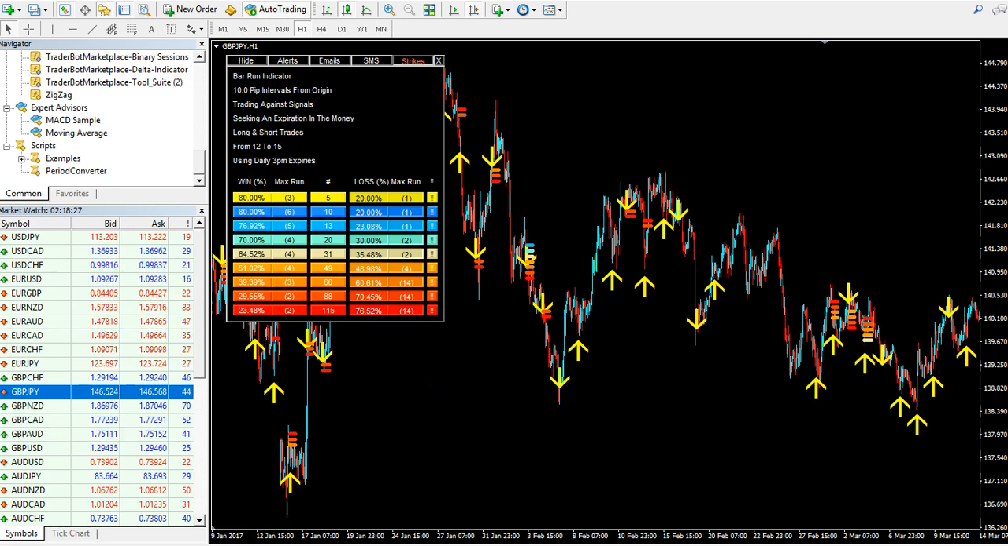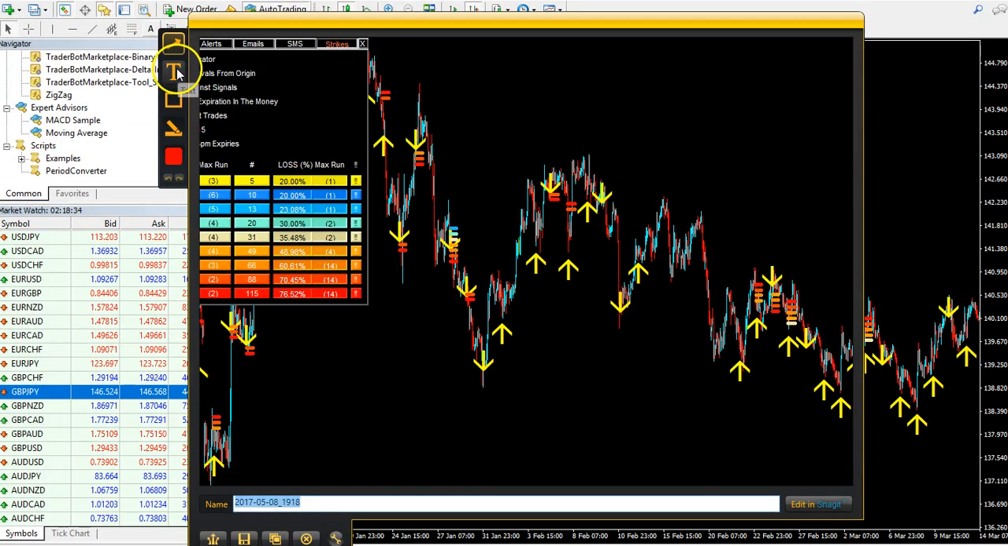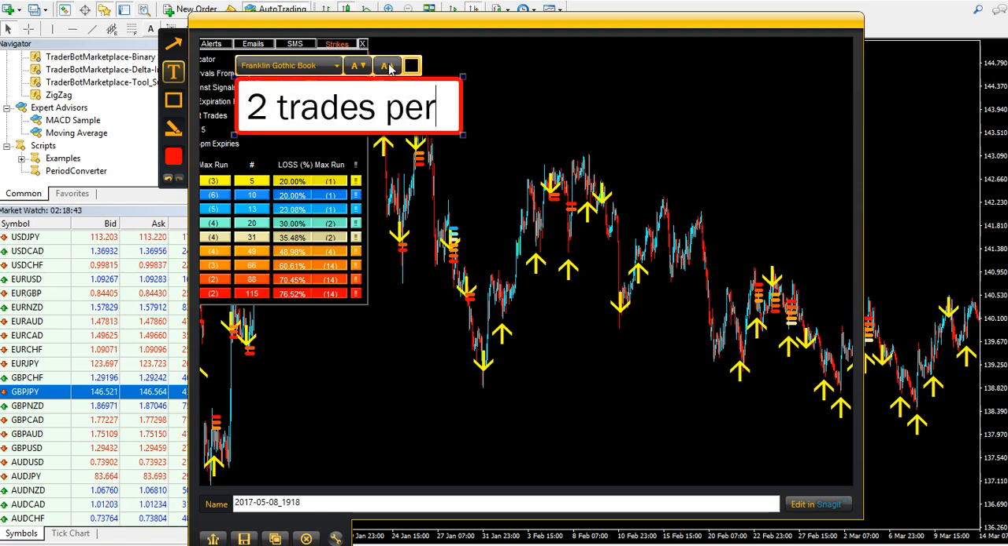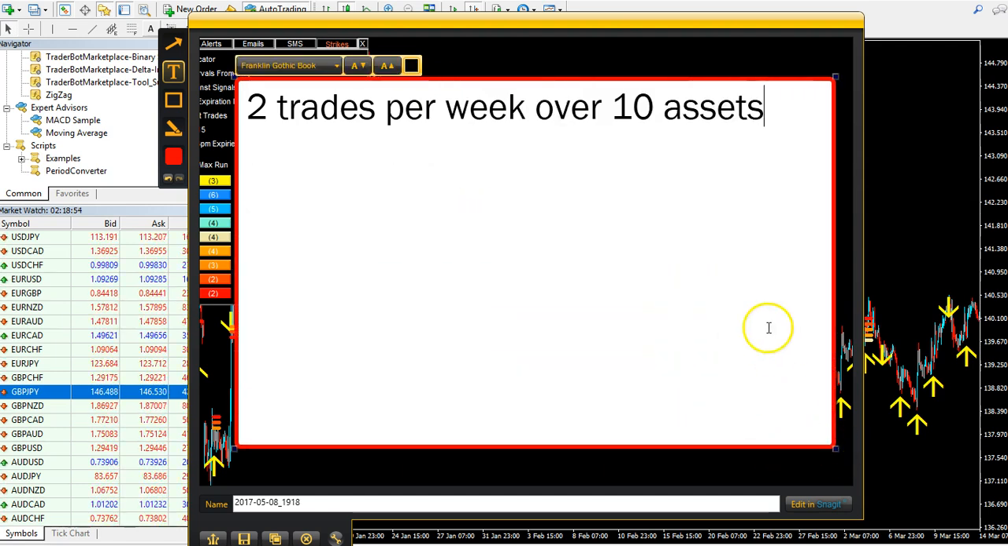Let's do some math here. Let me take a picture here so I can write on the screen. Okay, if we've got 2 trades per week over, let's say, 10 different assets, 2 trades per week on 10 different assets. Well, that's 20 trades per week.